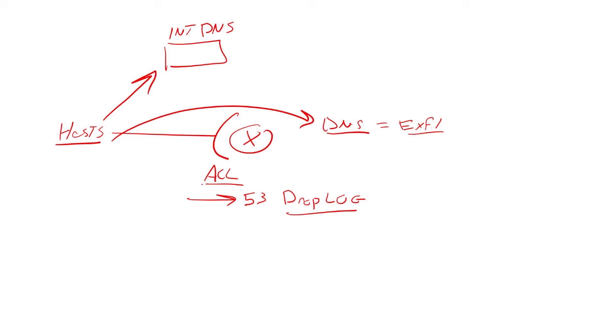We can catch that easily by saying block all devices trying to get out on 53. And then of course we put an exception above it because our more specific rules go to the top, where I say allow my internal DNS server to go out and do DNS lookups, but nobody else.